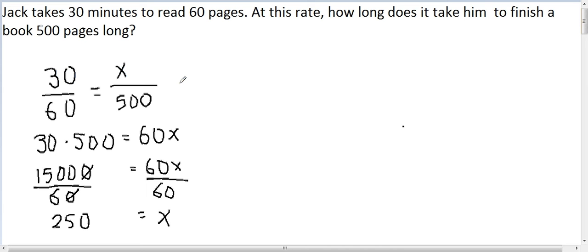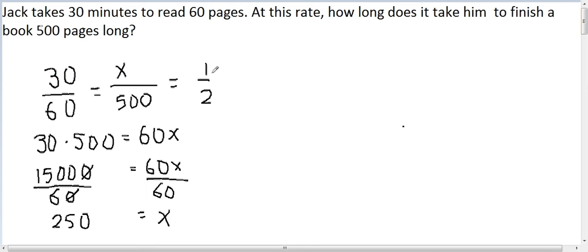There is another way to solve this problem. We first take the ratio of 30 over 60 and divide out, or cancel out, the common factors. They're both multiples of 30, so if we divide both the numerator and the denominator by 30, we find that this ratio is equal to 1/2.